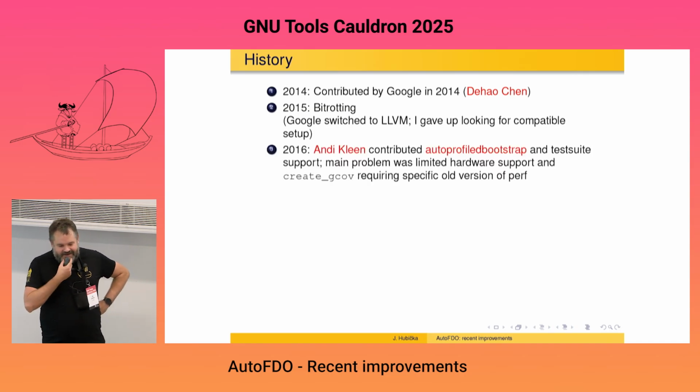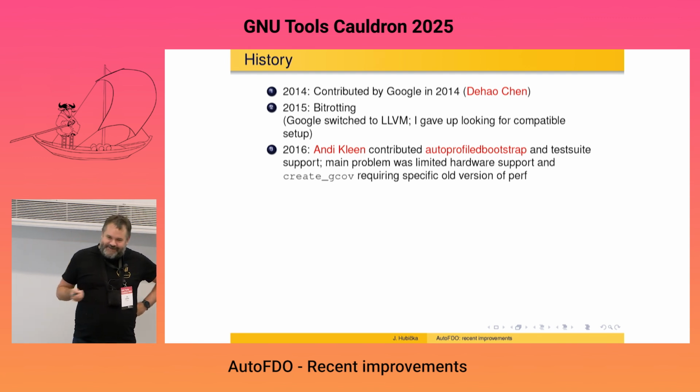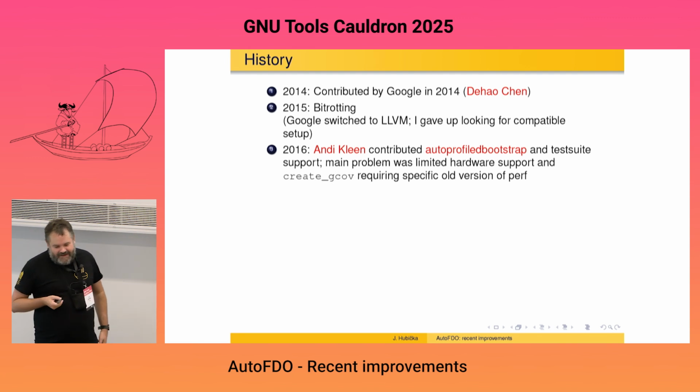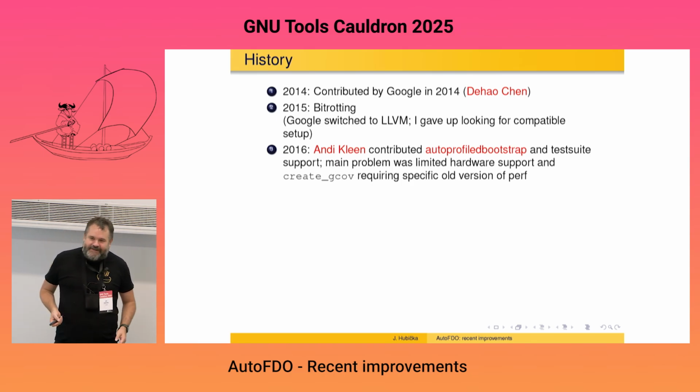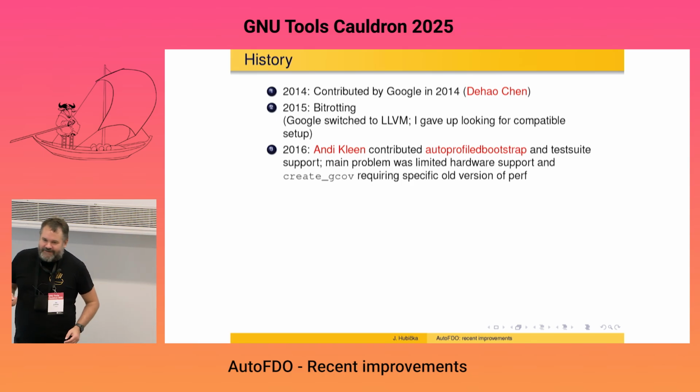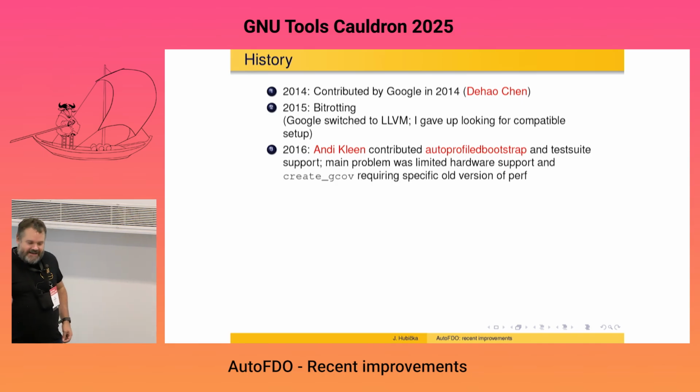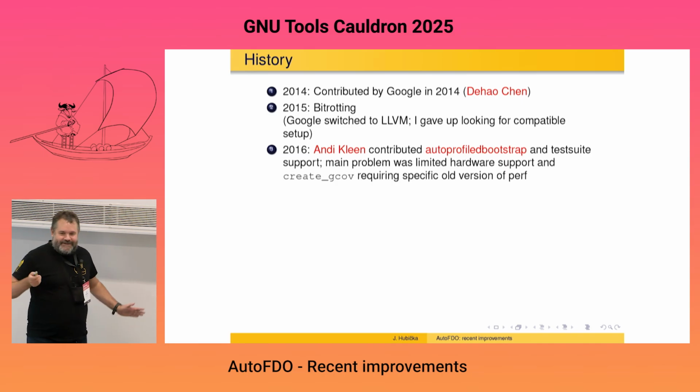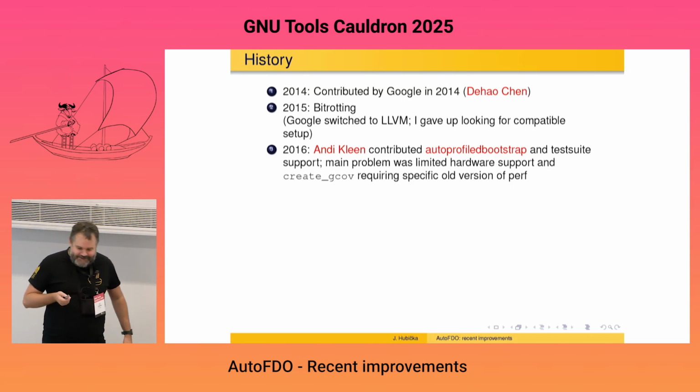In 2016, Andi Kleen came, and he contributed some improvements. He added the auto profile bootstrap, which is useful for testing. And he also added a test suite, which is a very useful thing to have because it was not tested at all. So I tried to use it again, but I found that I need a specific old version of perf and very strange tools from Google Git, and I gave up again. And I still needed an Intel machine, which I didn't have. So it's very hard to get an Intel machine.